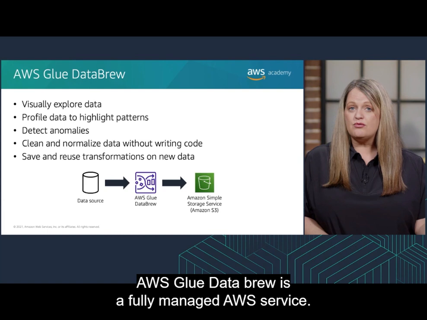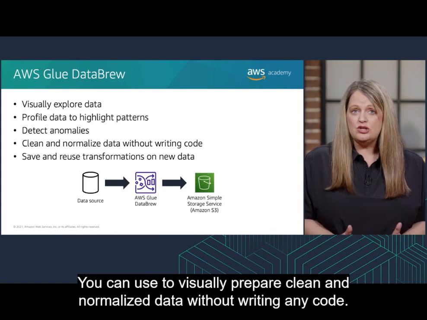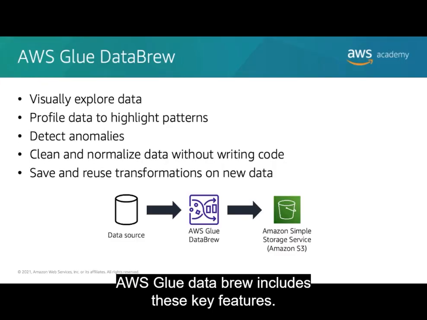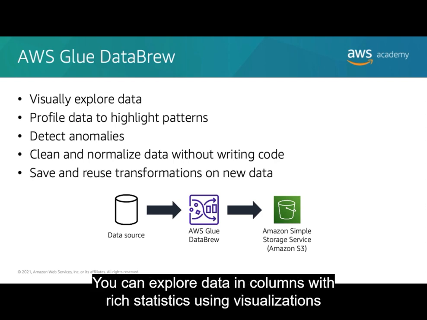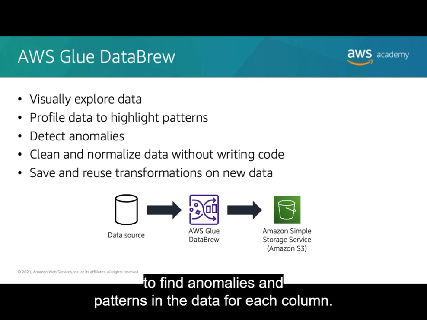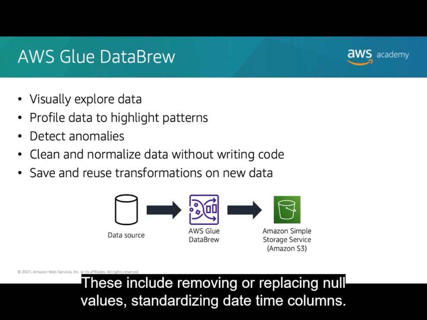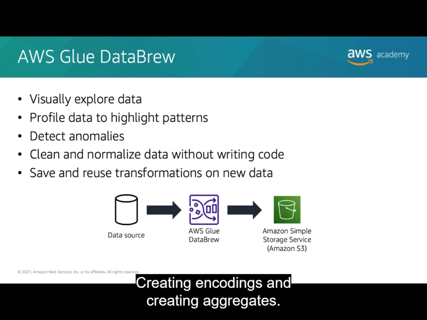AWS Glue Data Brew is a fully managed AWS service you can use to visually prepare, clean, and normalize data without writing any code. AWS Glue Data Brew includes these key features. You can explore data in columns with rich statistics using visualizations to find anomalies and patterns in the data for each column. You can also clean and normalize data using over 250 built-in transformations. These include removing or replacing null values, standardizing date-time columns, creating encodings, and creating aggregates. You can also merge, pivot, split, or join data.